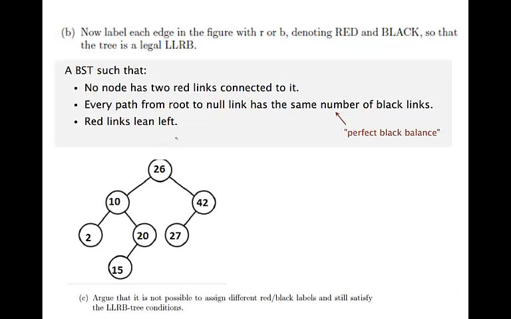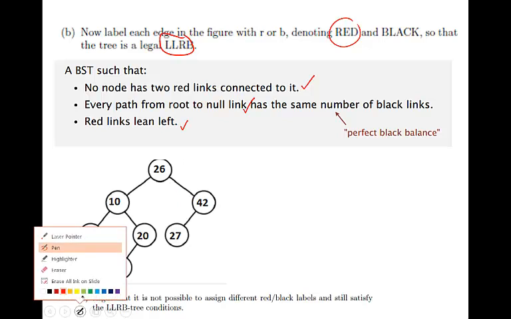So let's take a look at the second part. If it's a red-black tree, we ask in the question which ones are red and which ones are black. Now, to understand that, let's think about a legal left-leaning red-black tree. The invariants are: no node has 2 red links connected to it. Every path from root to null link has the same number of black links, and red links lean left. Therefore, all the black links must be leaning right.